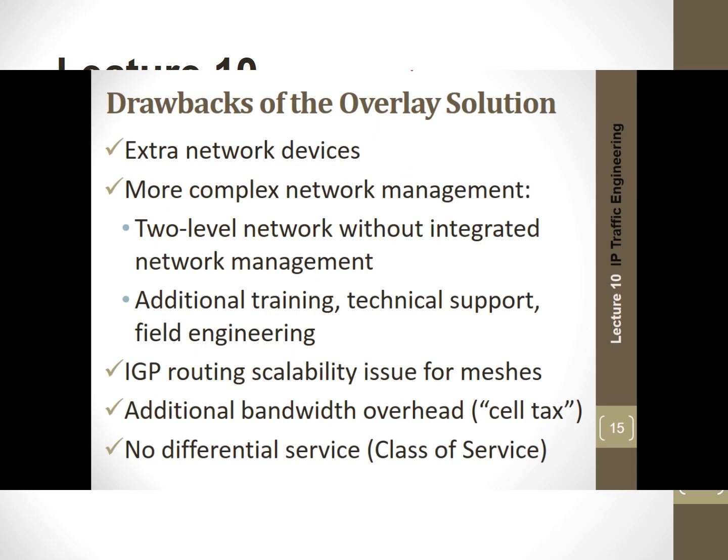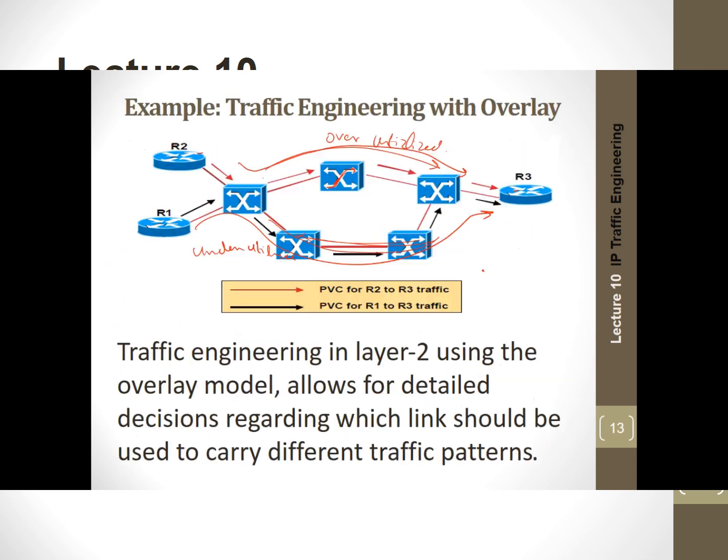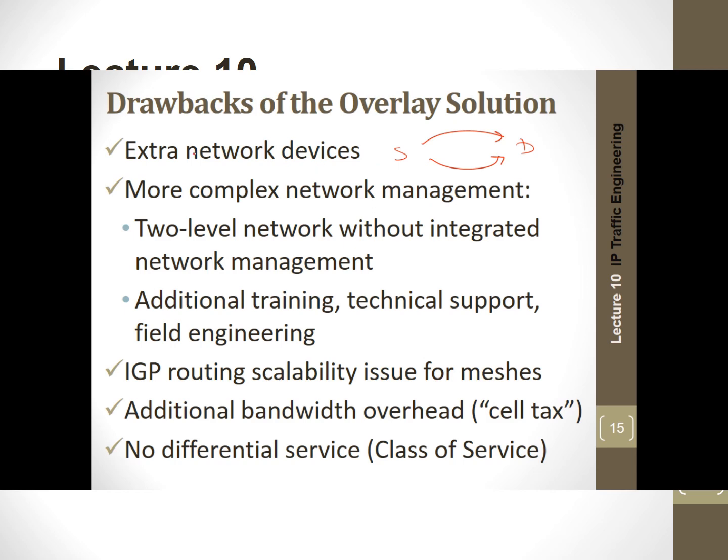Let's look into some drawbacks of the overlay solution. The first drawback could be extra network devices. Since we are providing two different paths, an upper path and a lower path, from source to destination, we are using extra devices, like in this case. These are a lot of devices used: R1, R2 and R3 routers, and multi-layer switches. So extra devices, of course. This is one of the drawbacks.